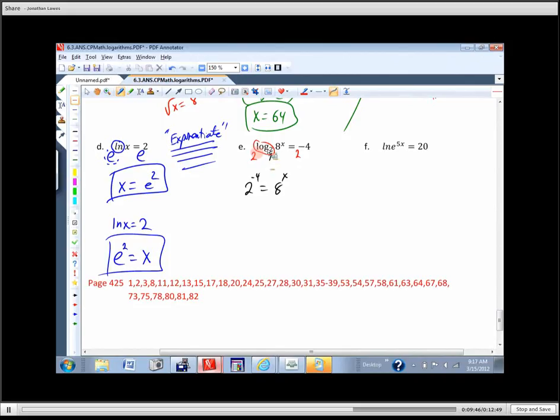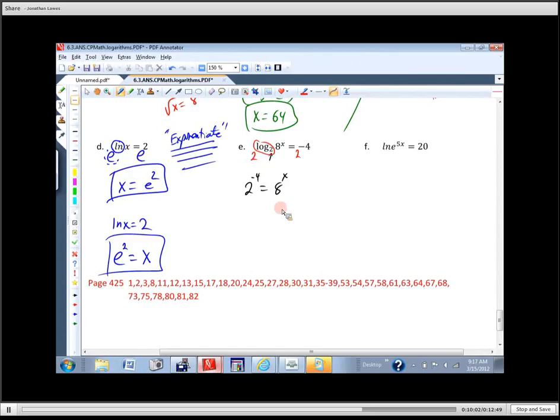So these two undo each other. There's our 8 to the x. And over here we have 2 to the -4. Either way, you're going to arrive at this equation right here, which is an exponential equation that we already know how to solve, and Caitlin told us what we're going to do. We're going to write both sides using the same base.